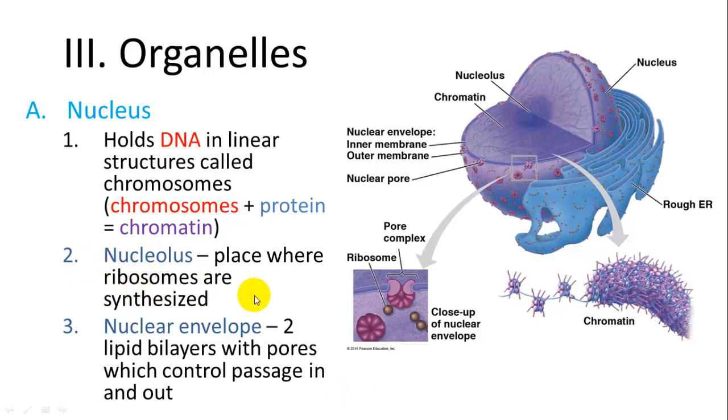The nucleolus is the place where ribosomes are synthesized, and it's generally a darker spot in the nucleus. And it's surrounded by a lipid bilayer, actually two lipid bilayers, which is called the nuclear envelope. And in there are proteins which make pores, which allow things to go in and out of the nucleus.